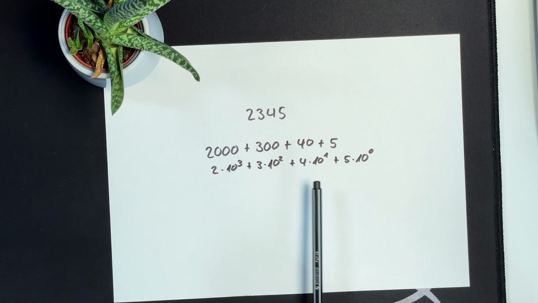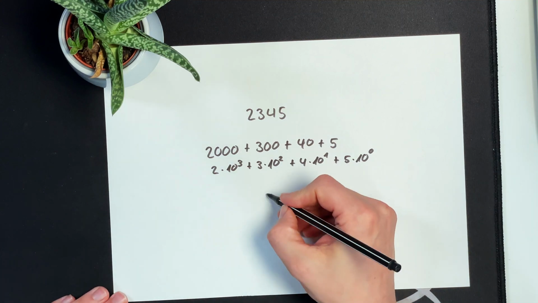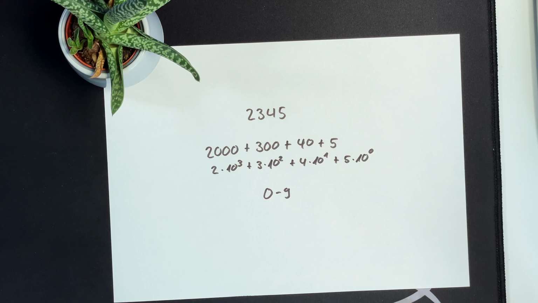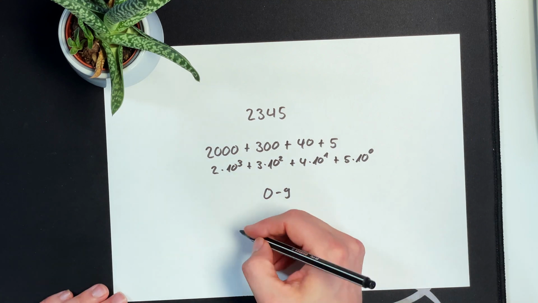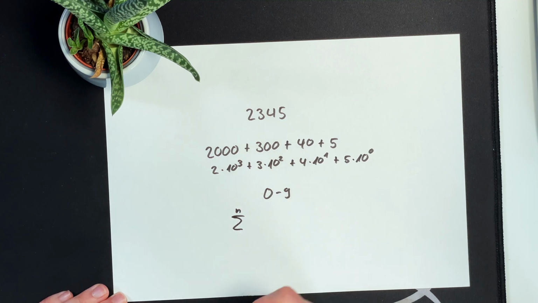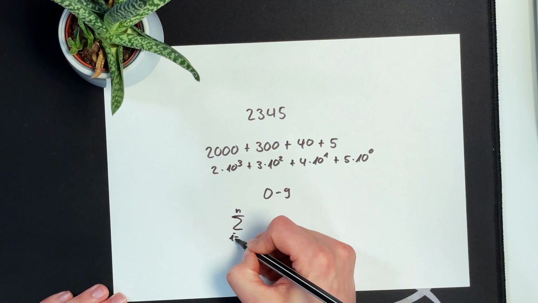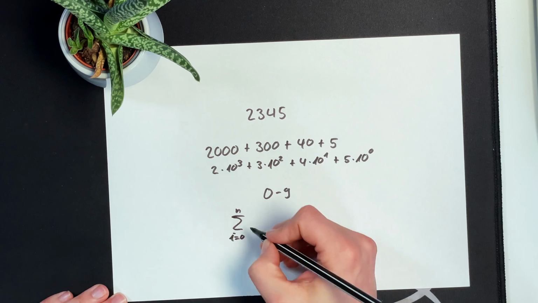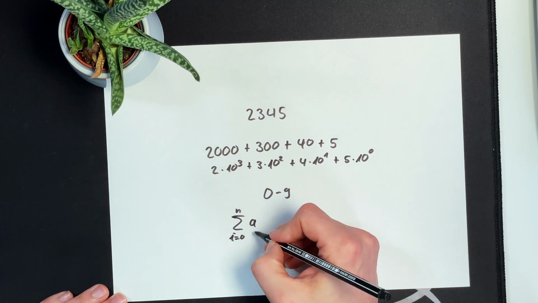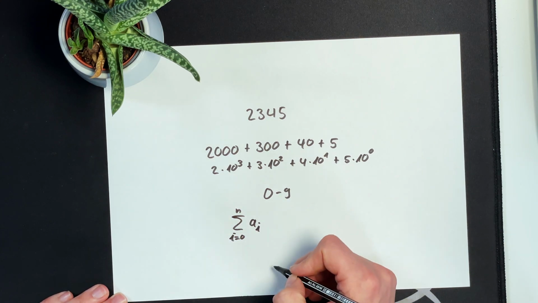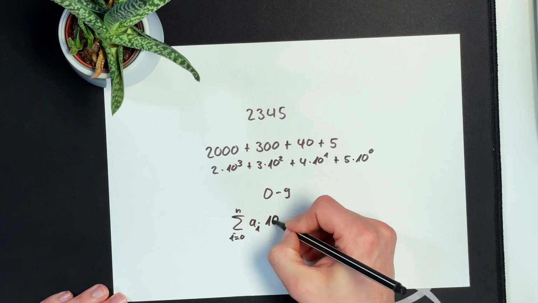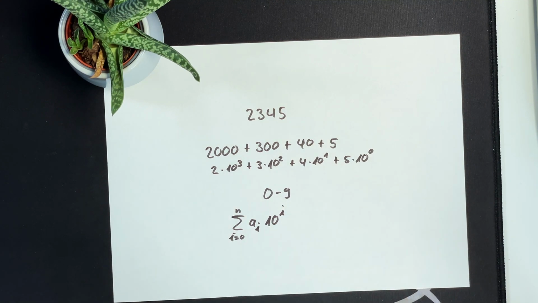In front of every power of 10, we can write a digit from 0 to 9. And this leads us to the general representation of a decimal number in sum form. So we have a sum over n digits, with i starting from 0. We have our digit a_i in front of our power of 10, and then we take 10 to the power of i. This is the general form of how to represent a decimal number.